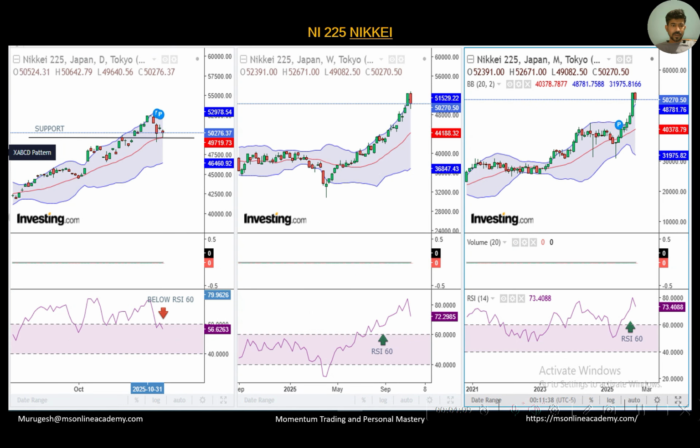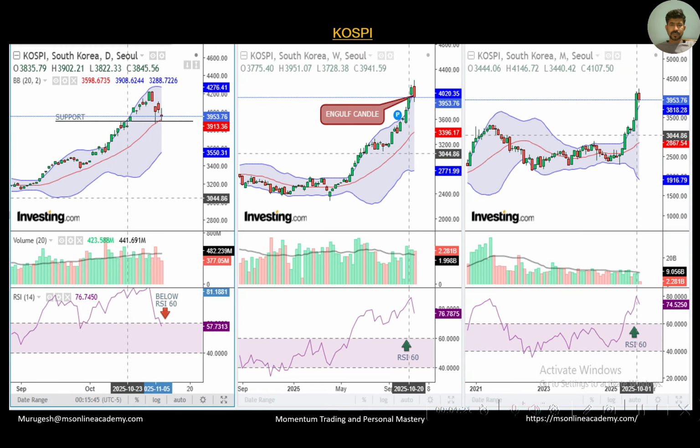And Nikkei, okay, it is rejecting. It's a range shift actually. Let's see how it reacts from Monday, but there is a CIP and there is support of the middle band, but overall it looks good. Kospi, okay, it's an engulfing candle in the weekly, it is not good. But there is a support at 60.